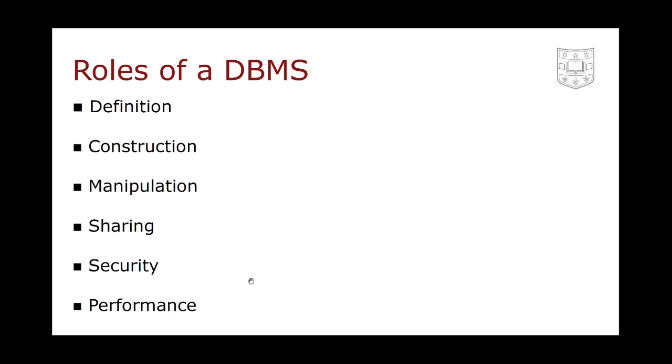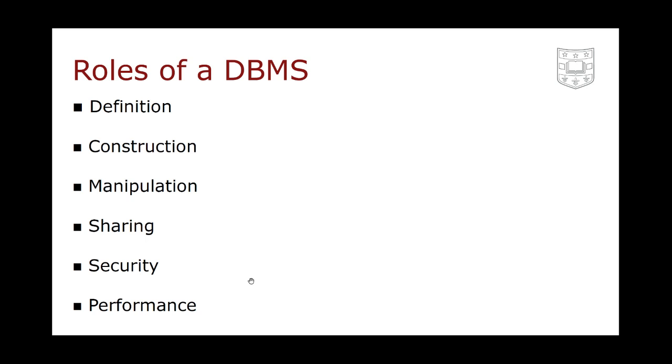So we hit the big ones. Definition is actually maybe one that we didn't quite touch on. Let me talk about the ones that we did first. Construction is putting information in. Manipulation might be getting information out. Sharing is having lots and lots of users. Security, we discussed. Performance, I think, applies to all of these. We never want things to go slowly. That's pretty much never our goal. So how do we make things run performance-wise?